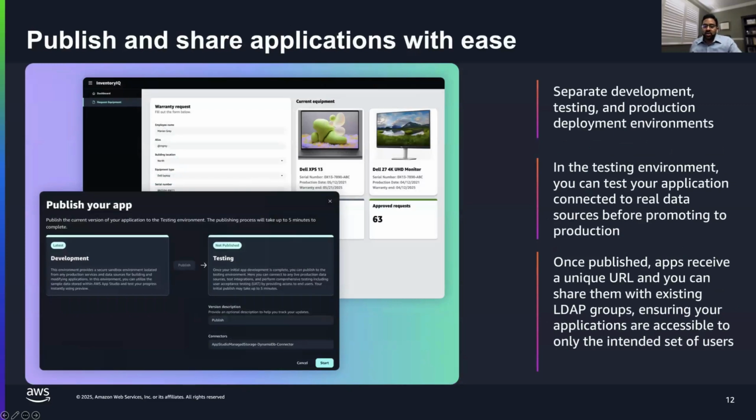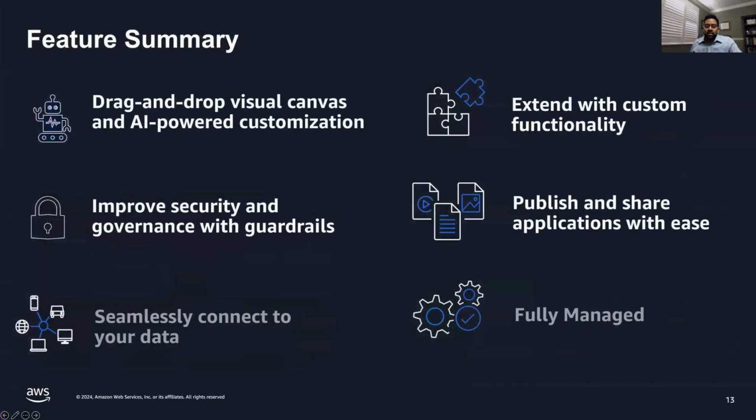Testing and sharing, like I said, is very simple. Once you have everything set up, all you need to do is go to the publishing tab and publish your application. It's as simple as that. I just have another slide to summarize everything that we talked about, from a feature perspective. You have this drag and drop visual canvas. You can extend your custom functionality the way you want it to. You can add your security and governance guardrails. Publication is easy, and all of this is fully managed for you.